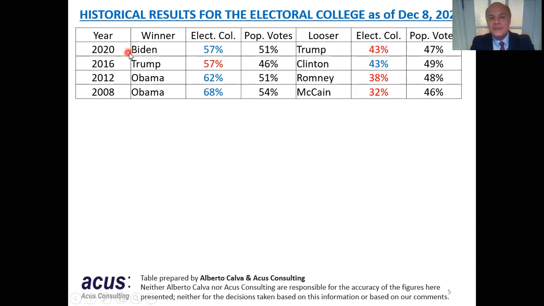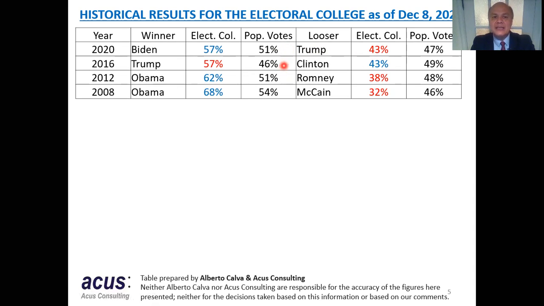In 2020, Joe Biden is expected to have 57% of the Electoral College votes and Trump 43%. And it is expected that Joe Biden is getting 51% of the popular vote and Donald Trump 47%. The difference, since it is not 100, in all the cases is because there is some popular vote for other minor candidates.